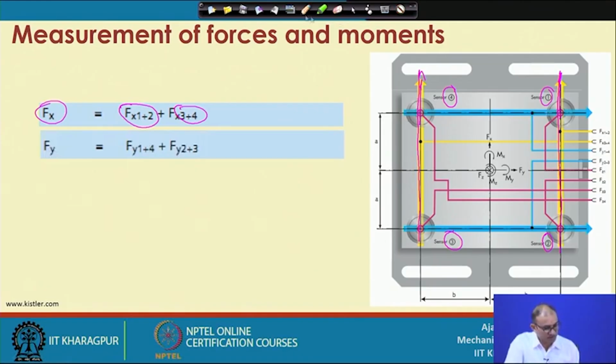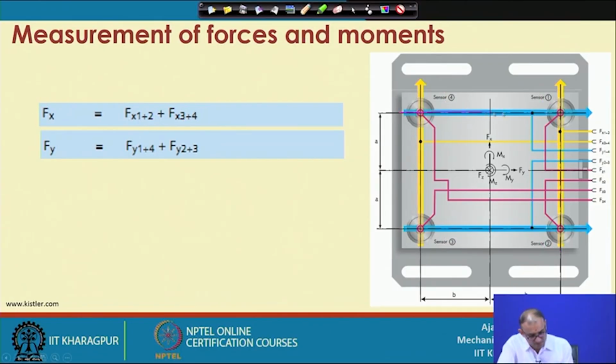Second one is the Fy. Similarly, now your Fy force is in this direction. So similar to that, what you have to do is sum the signals from sensor 1 and sensor 4 in the y direction. Similarly, it is sensor 2 and sensor 3 that you are getting in the y direction, 2 plus 3.